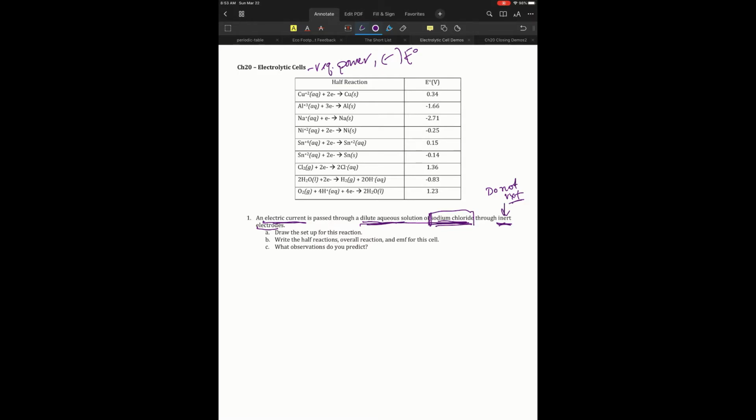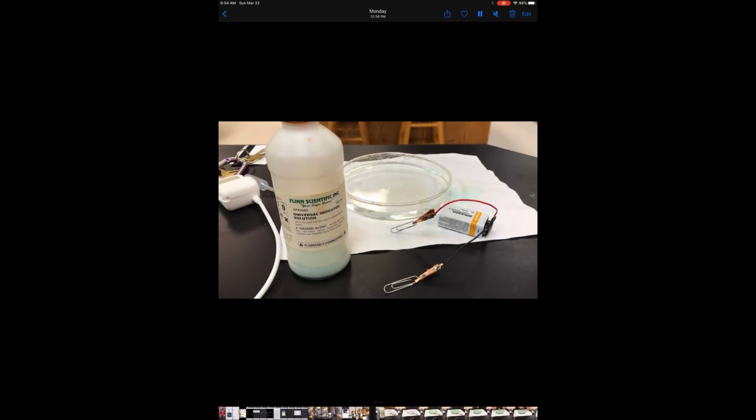Okay, so it says to draw the setup for this reaction. Let's go ahead and take a look. So here is our general setup. We have a Petri dish that is filled with our dilute aqueous sodium chloride. To it, we are adding some universal indicator, and we have a battery that has some electrodes connected to it. And that is the general setup for my cell. In just a moment, I'm going to get those electrodes set up, and then we'll go ahead and doodle that cell. My power source wasn't behaving, so you gotta make do sometimes.